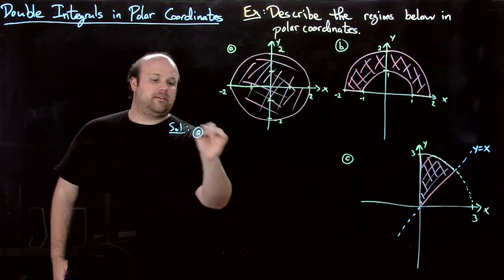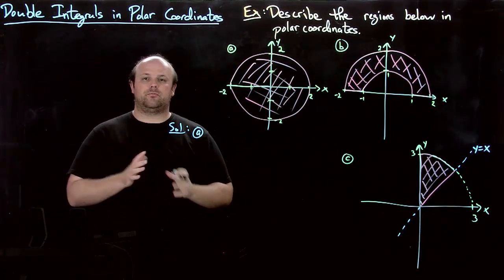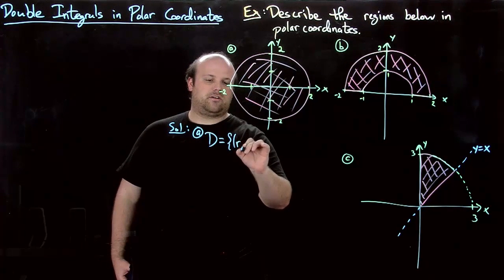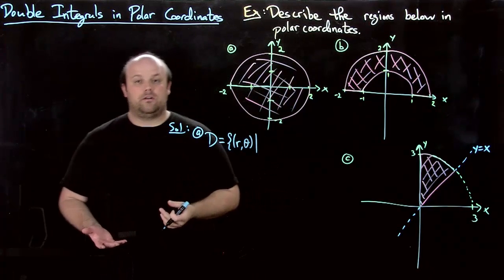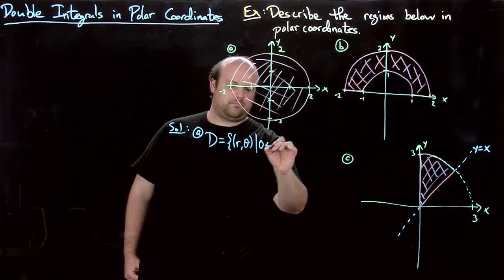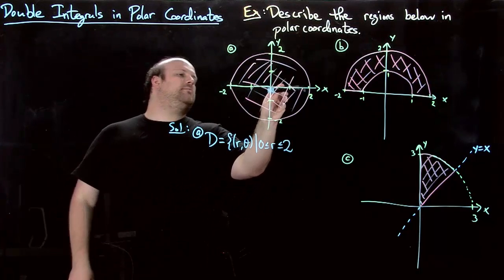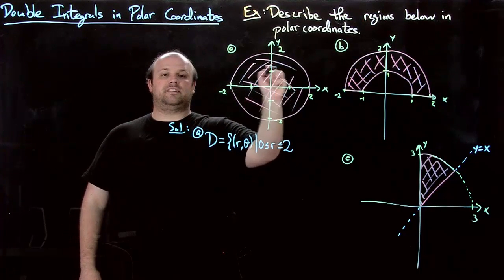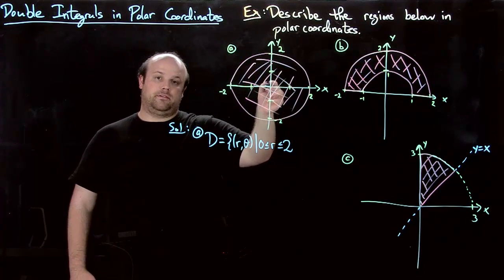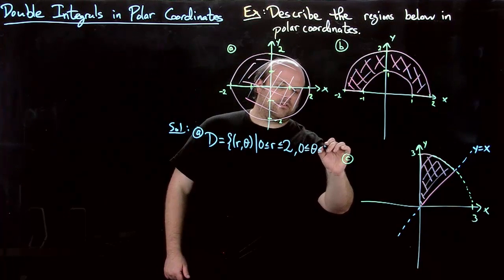Well, in part A, we have a disk, right? It's a disk of radius 2. So what can the r values go between? Right, so we want to think of these as r comma theta. What can r do here? Well, r can go anywhere from 0 to 2. Right? And what about theta? Well, theta can go all the way around the disk, right? Whatever r value you're at, it can go all the way around. So theta goes from 0 to 2 pi.